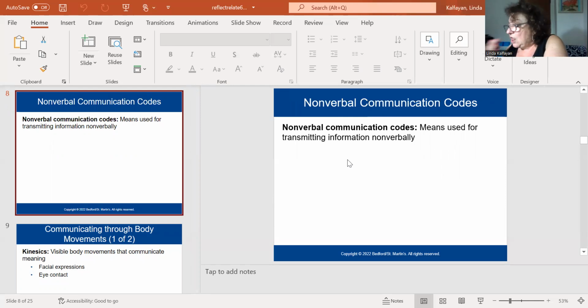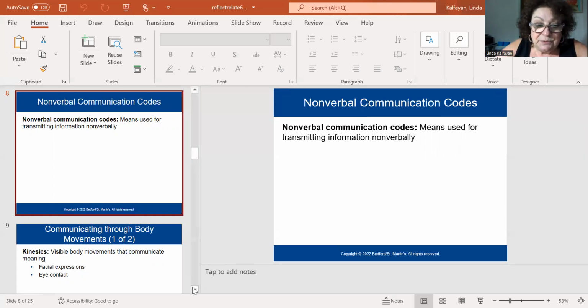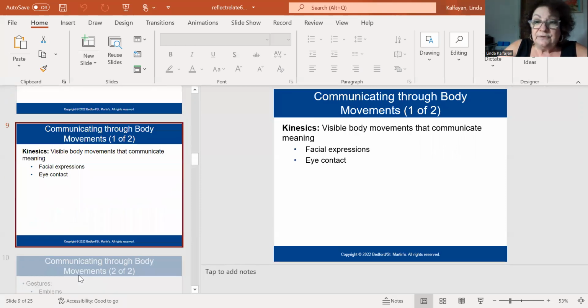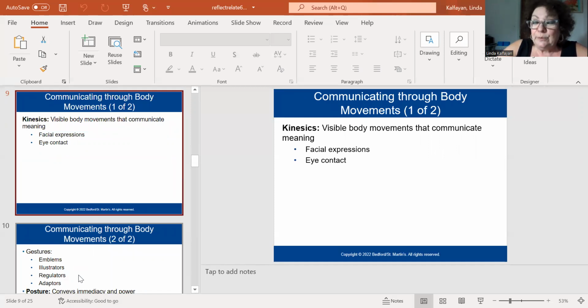So I just want to take you to the area that we're talking about. Okay, so we're at the bottom of page 236. And the PowerPoints will go into, there's a little green box on the bottom of that page, which talks about the 7 codes of nonverbal communication. The first is kinesics, great word to pronounce. Visible body movements that communicate.